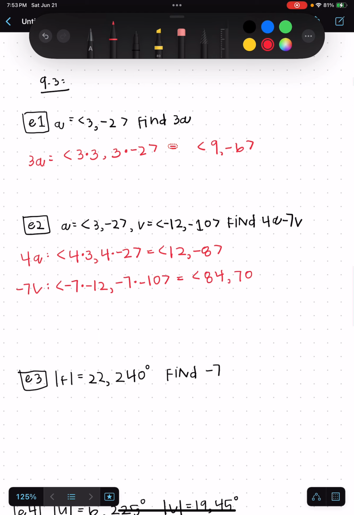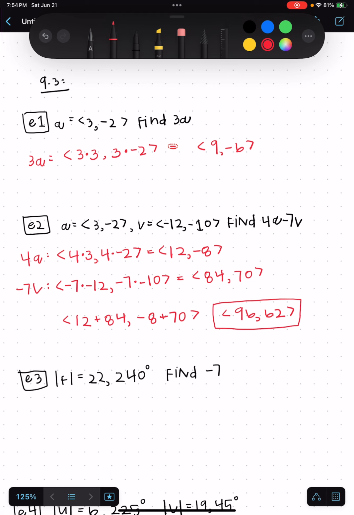Now, we want to add those two things together. We don't subtract because we already multiplied that v by the negative. So really, I'm going to have the x's added together, so 12 plus 84, and then -8 plus 70. So my final answer will end up being 96, 62 when I add those together.